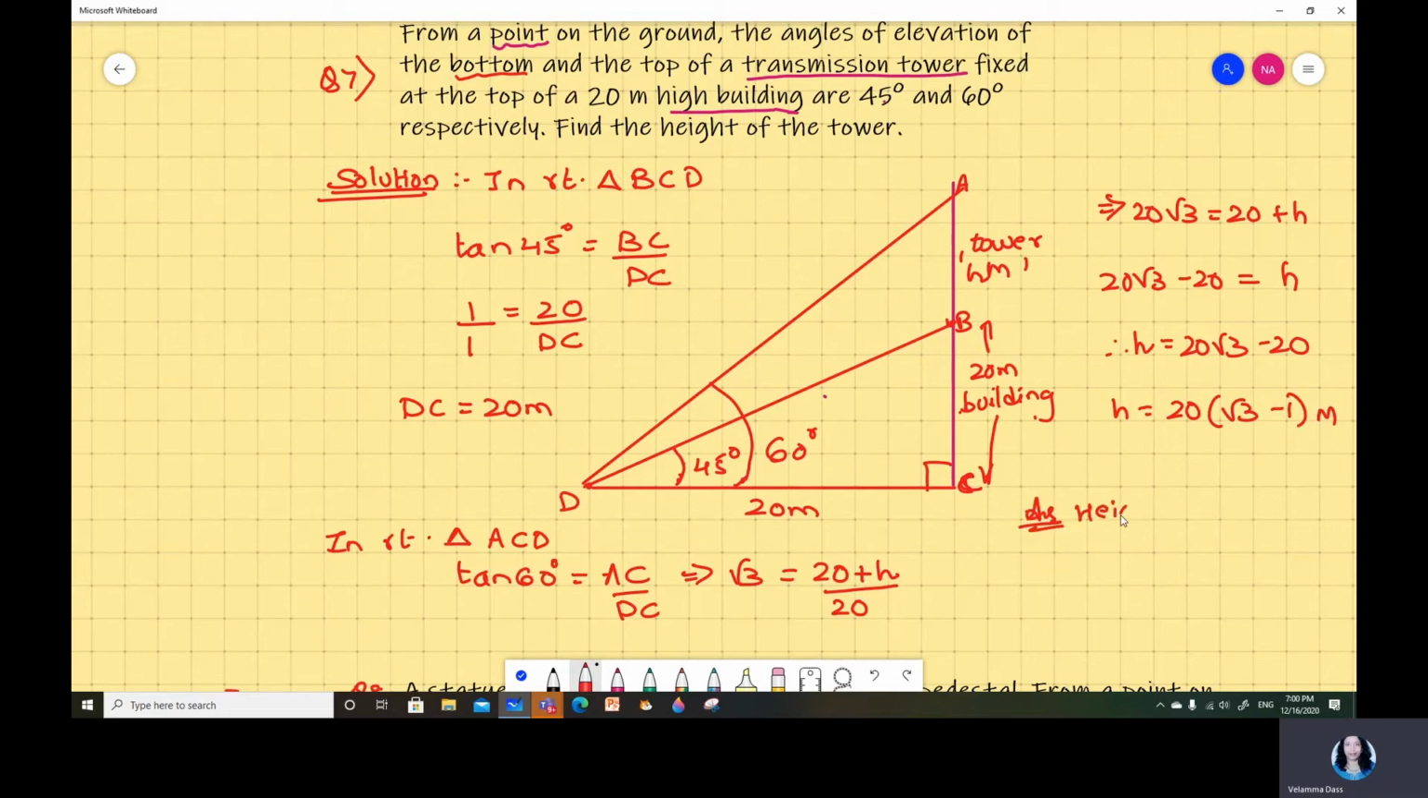Therefore, height of tower is 20 times root 3 minus 1 meter. I hope you have understood. Let's go to the next sum.